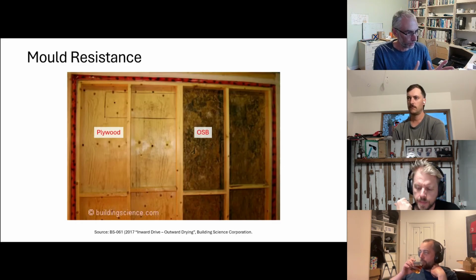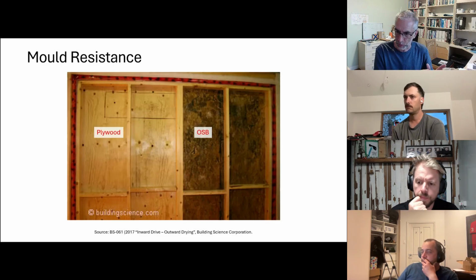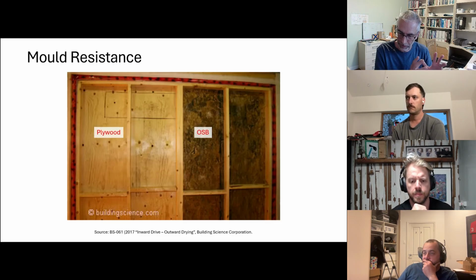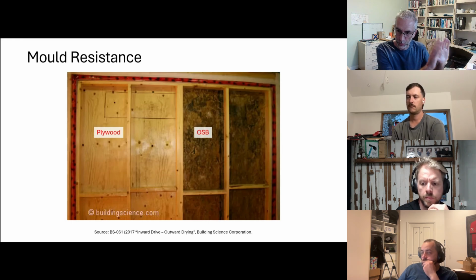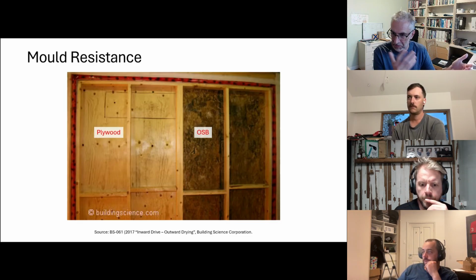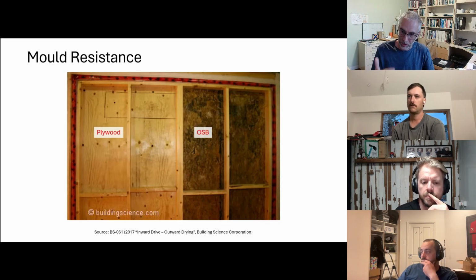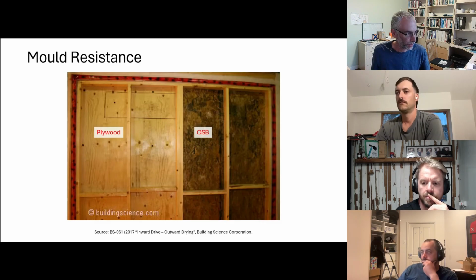This was an image from an experiment done by the University of Waterloo. I haven't actually got the original paper on this one, but this is referred to. I'll put the reference here if anyone wants to look it up, from Building Science Corp, where they had test huts in their lab near Toronto, and they had a wall that they sheathed with OSB and another one with ply. Same internal conditions, same exterior climate, and look what happened after X months or years or whatever. The OSB on the right is covered in mould, the ply is as good as new. So from that one sample, it suggests there was lower mould resistance from the OSB.